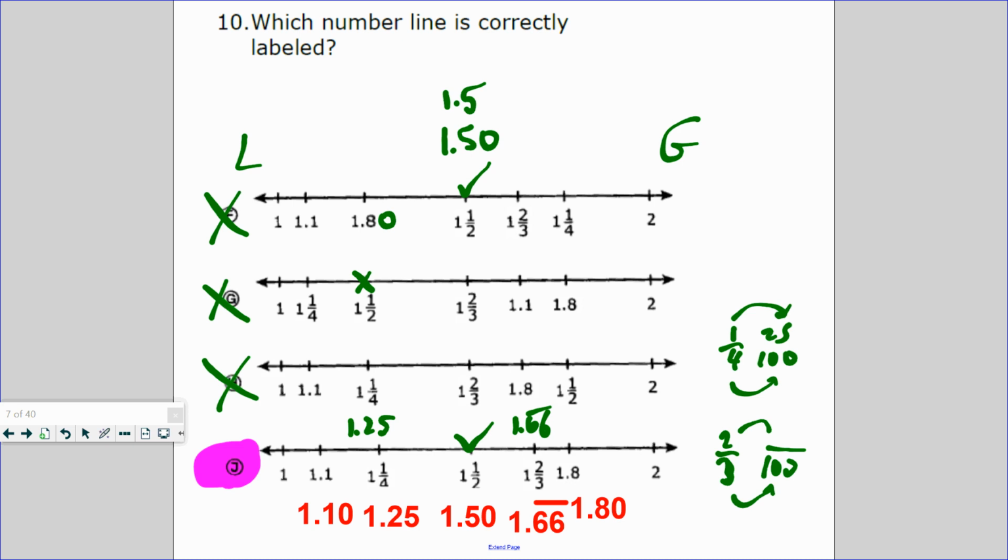It's compatible. No, it is not. So we have to divide it. 2 divided into 3 groups. Can 3 go in 2? No, 0 times. Annex a decimal 0.